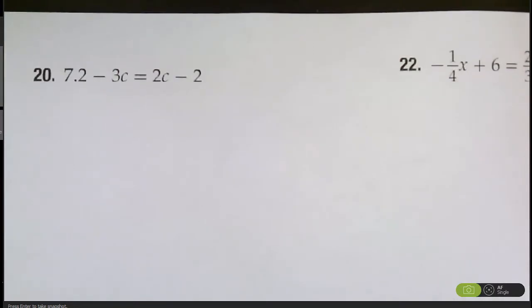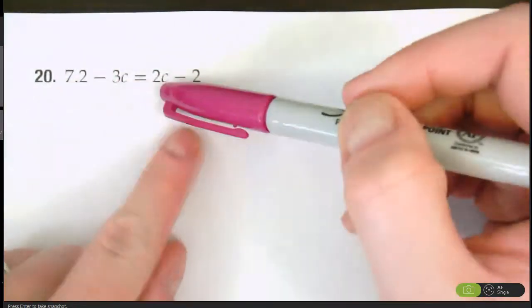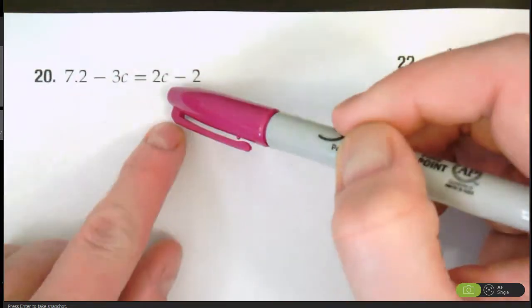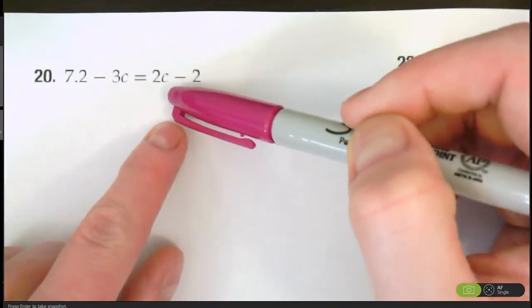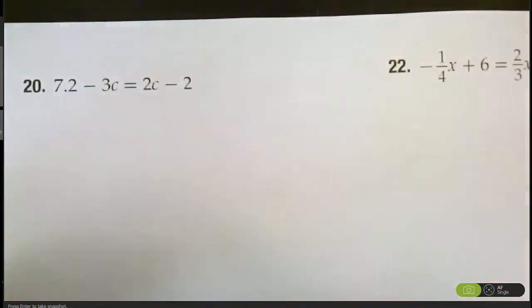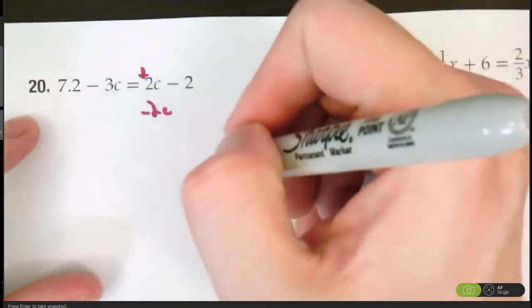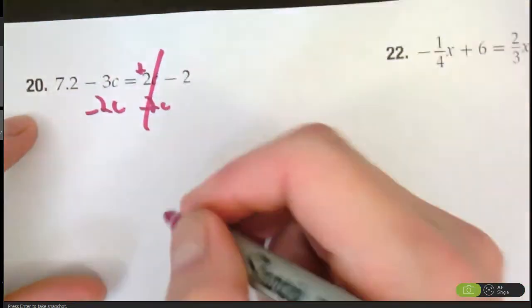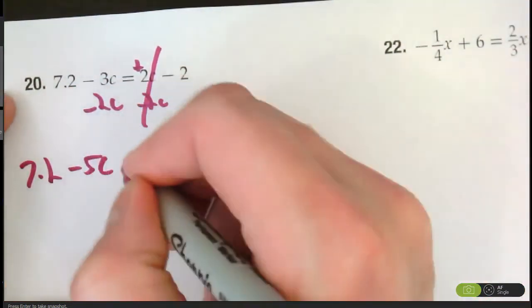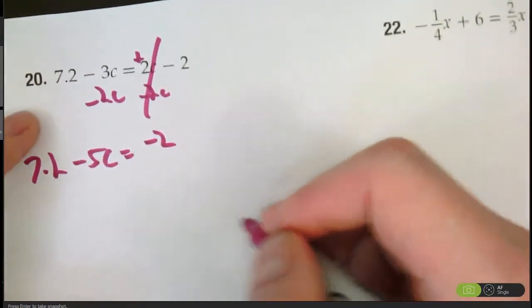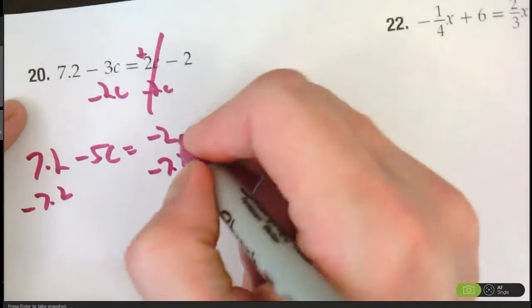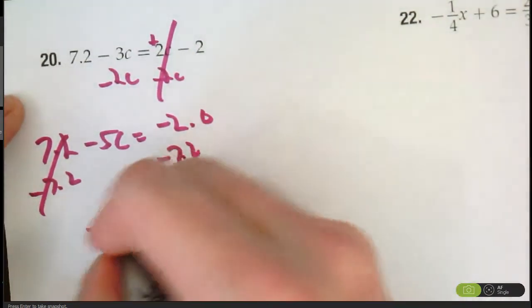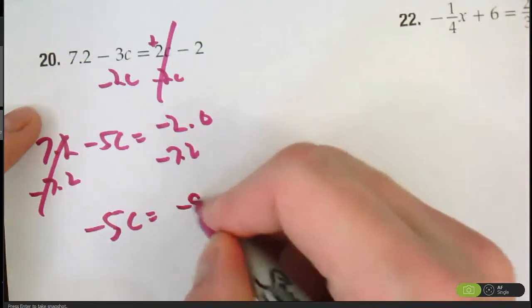20. Okay, 20. This one, you got to get the c's together on one side. Doesn't really matter. I, again, as a person, tend to move the variables to a side that makes them all positive if possible. So normally I would add 3c to both sides, but I have a feeling a lot of you guys are like, no, I like having all my variables on the left. That's fine. I'm going to subtract 2c first then to get rid of that positive 2c. So I get 7.2 minus 5c equals negative 2. And then I'll subtract 7.2 from both sides to cancel that off. I get negative 5c equals negative 9.2.